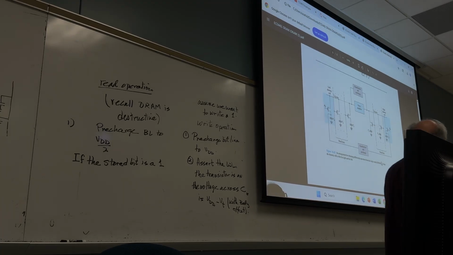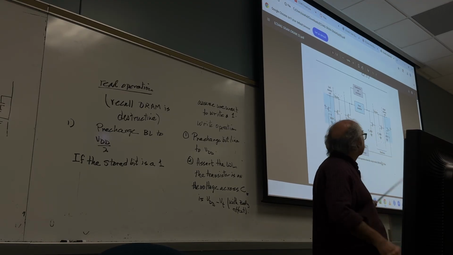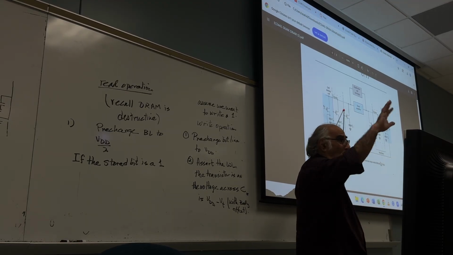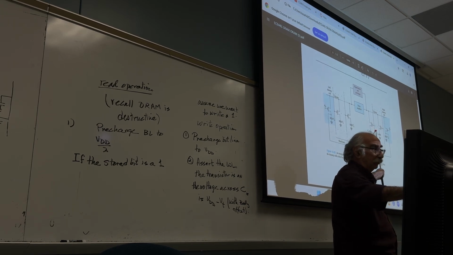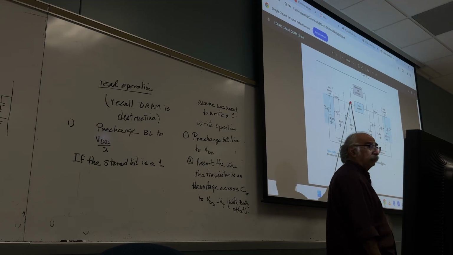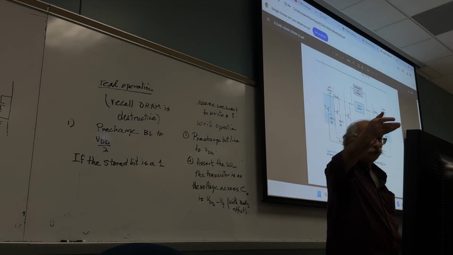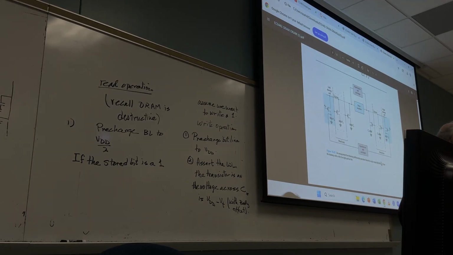The sensor amplifier will sense the difference in the voltage. This one is going up or down? This one remains VDD over 2. Did you get it or not? So the difference between them is either positive or negative. The sensor amplifier will catch it, and then we put it on the bit line to write it again. Clear? Did you get it? Yes or no?